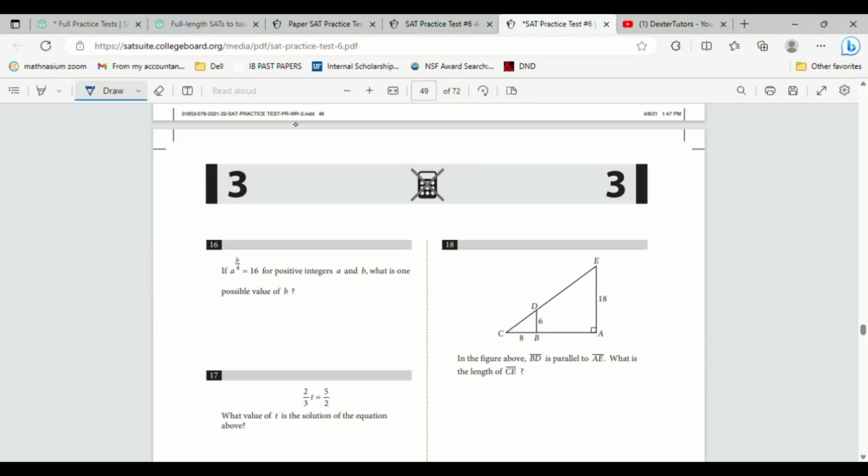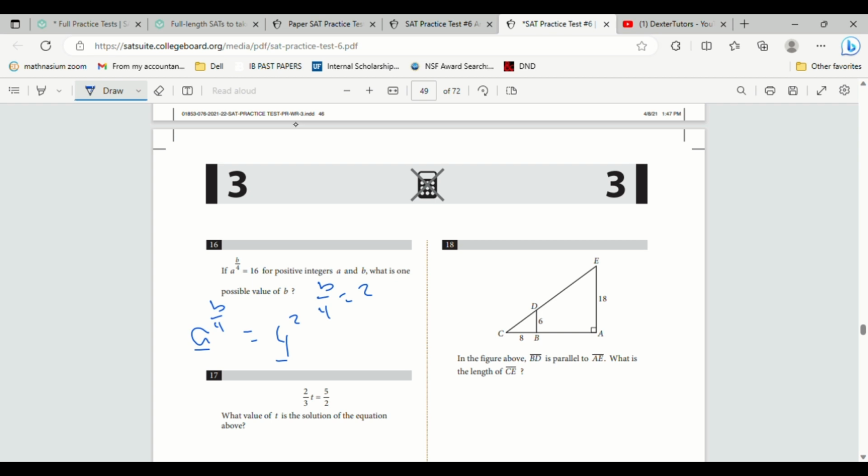Number 16, if A to the B over 4 equals 16 for positive integers A and B, what is one possible value of B? So for this, we have A to the B over 4 power. We can equate this to a rewritten form of 16. So how can you write 16 as a base raised to an exponent? Well, 16 is 4 squared. So we can assume now that A equals 4 and B over 4 equals 2, because you can equate the powers if the bases are the same.